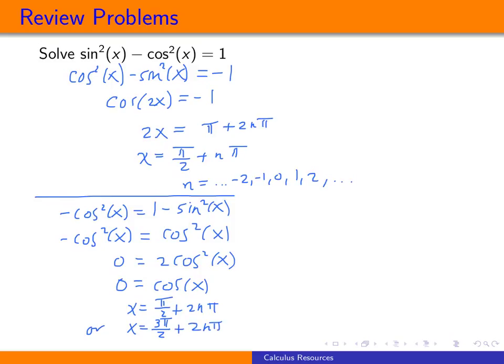And if we combine these two together, note this is exactly the same thing that we saw above. This is x equals pi over 2 plus n pi, where once again here n is any whole number. So minus 2, minus 1, 0, 1, 2, and so on.